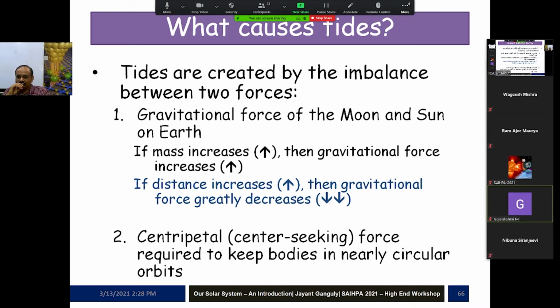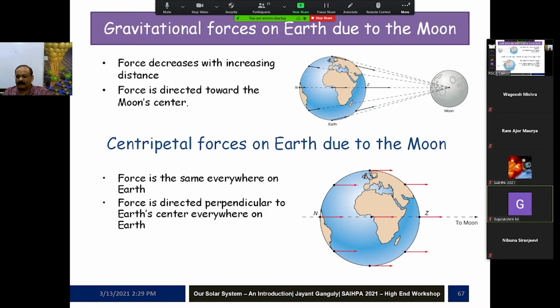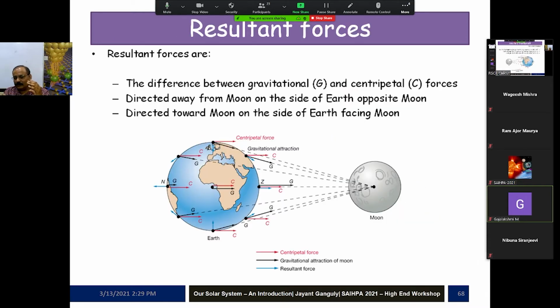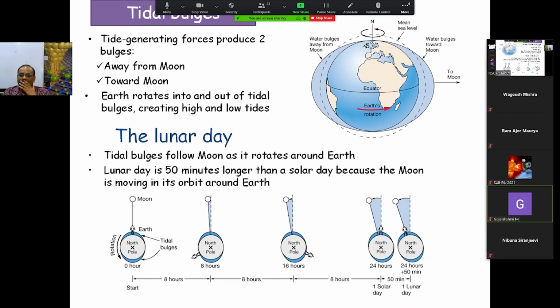So as the mass increases, the gravitational force increases. If the distance increases, the gravitational force decreases. And centripetal force is required for bodies too. So there are gravitational force and centripetal force, and you can see that the gravitational force is directed towards the centers of the bodies, and centripetal force is parallel to that. So we have a resultant force, which is the resultant of these two forces, and ultimately there is a drag.